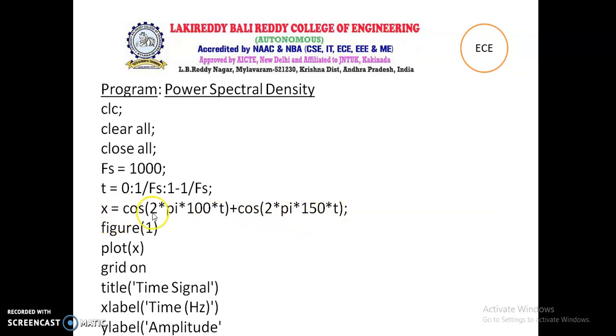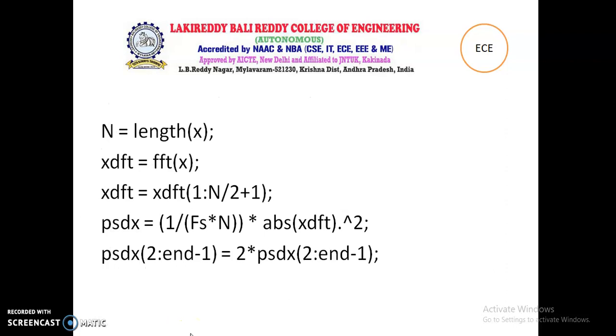So the input contains two frequency components. This is the input sequence. Figure 1 represents the input sequence, and plot X, grid on. The title is time signal, which is this signal. X label is time, Y label is amplitude. N equals length of X.